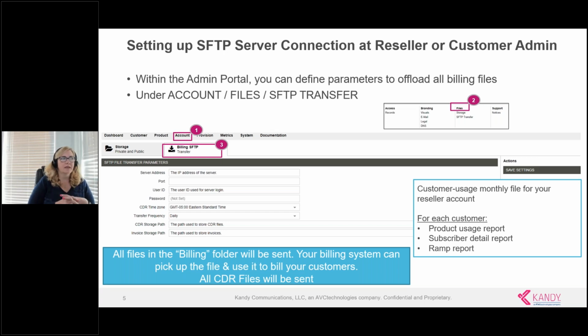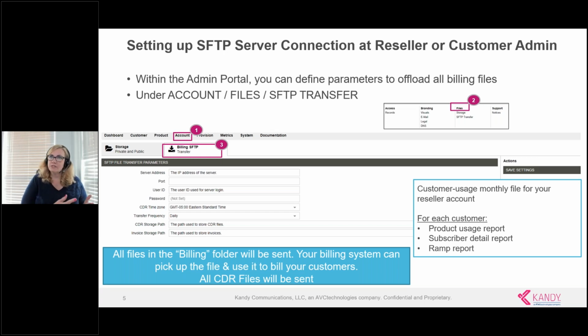And the difference between that is the invoices are everything that's in the billing folder. Okay, so we'll look at file storage, and there's some folders in there, and that's the billing folder. So for you as a partner doing this, you're going to see the customer usage monthly file for your reseller account. Okay, and then for each customer that you have underneath that, you'll have a product usage report, a subscriber detail report, and a ramp report. We're going to go through those in detail here as well.